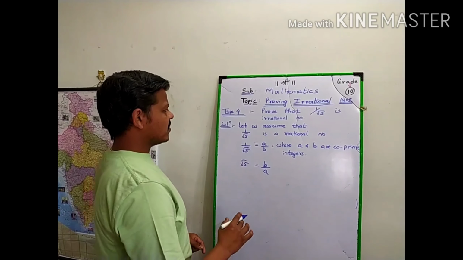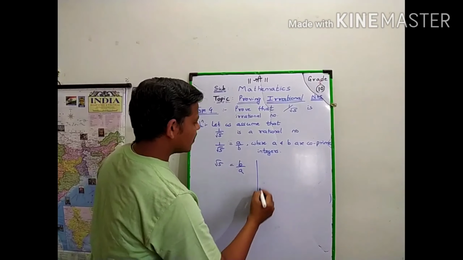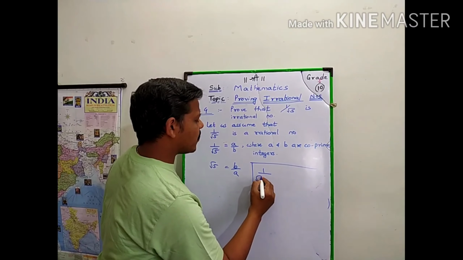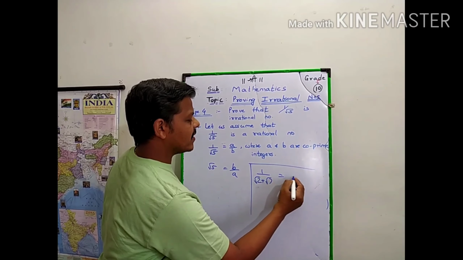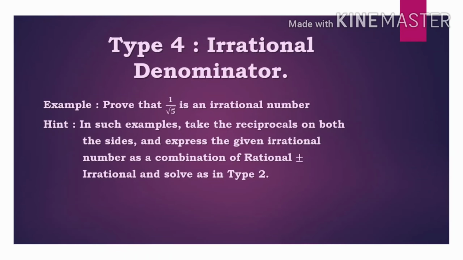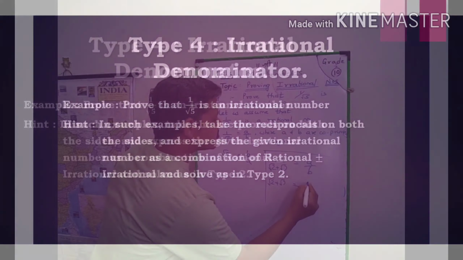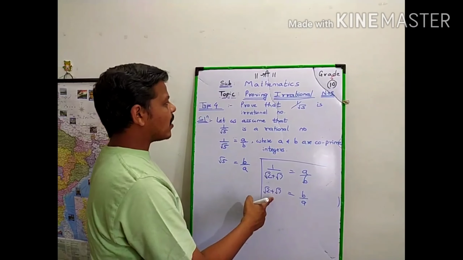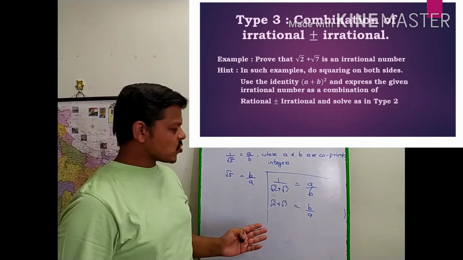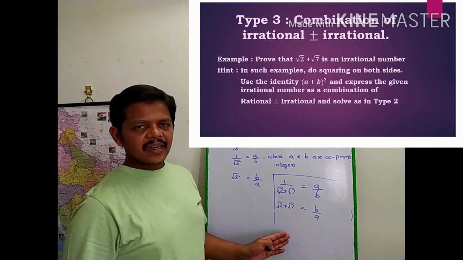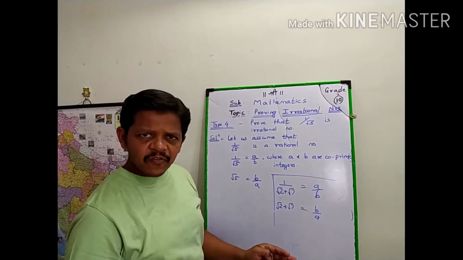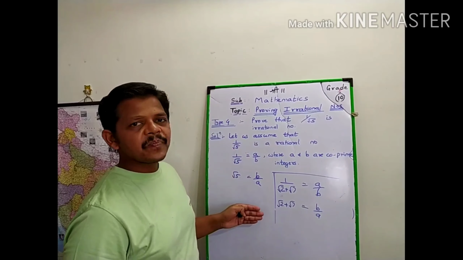Similarly, if you would have got, this was a monomial. If you had a binomial, 1 upon root 2 plus root 7 is equal to a upon b. Again take the reciprocals. So you get root 2 plus root 7 is b upon a. And this now converts into type number 3. Two irrationals. Follow the same procedure, squaring on both sides. Rational becomes irrational, same part. So type 4 is again a derived form of type 3 or type 1.